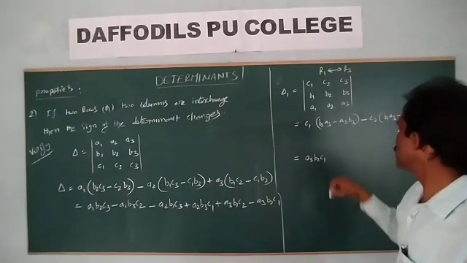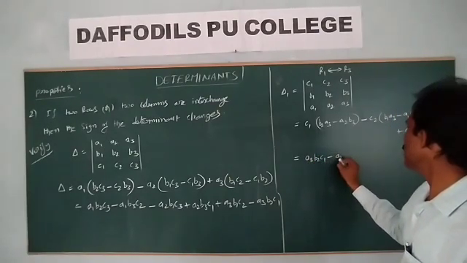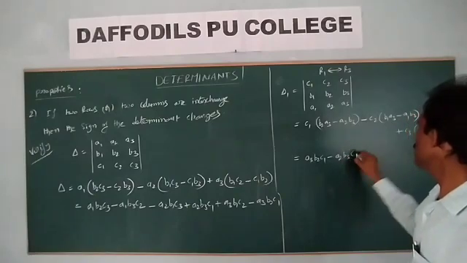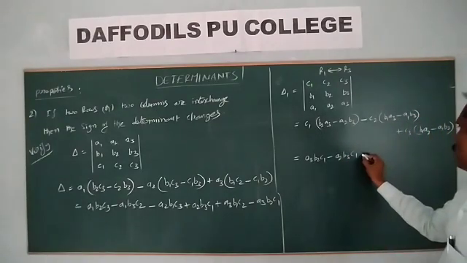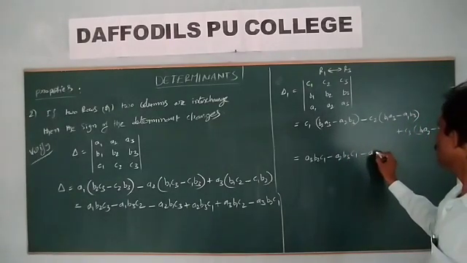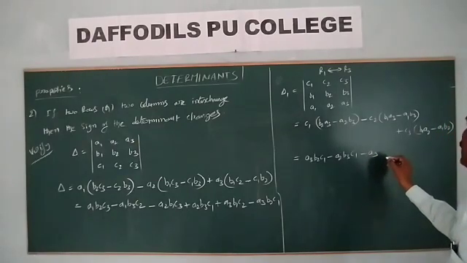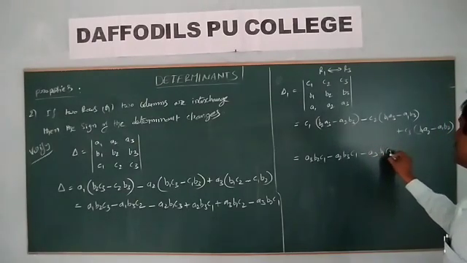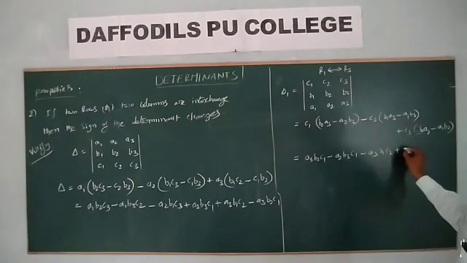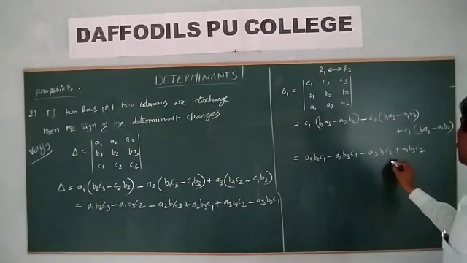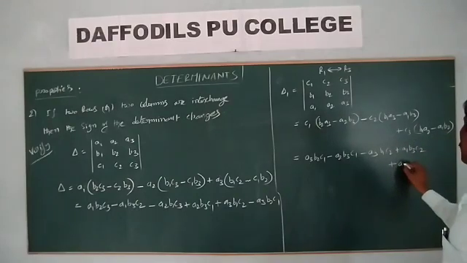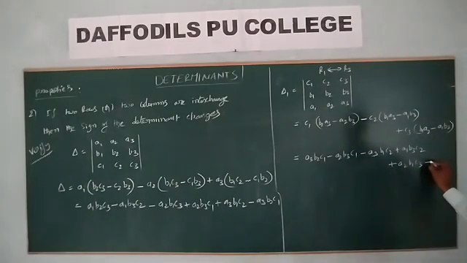A3 B2 C1 minus A2 B3 C1 minus A3 B1 C2, minus into minus plus A1 B3 C2, plus A2 B1 C3 minus A1 B2 C3.